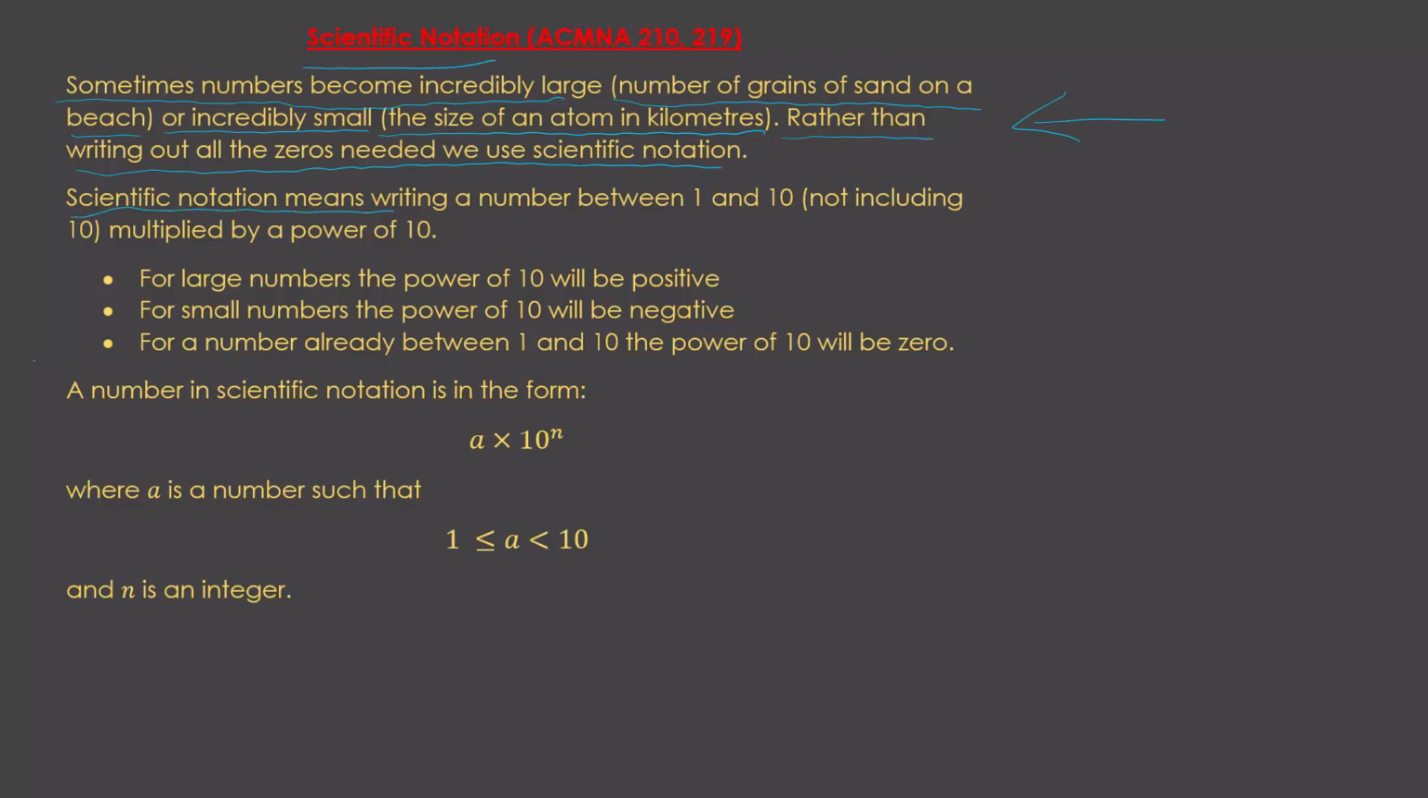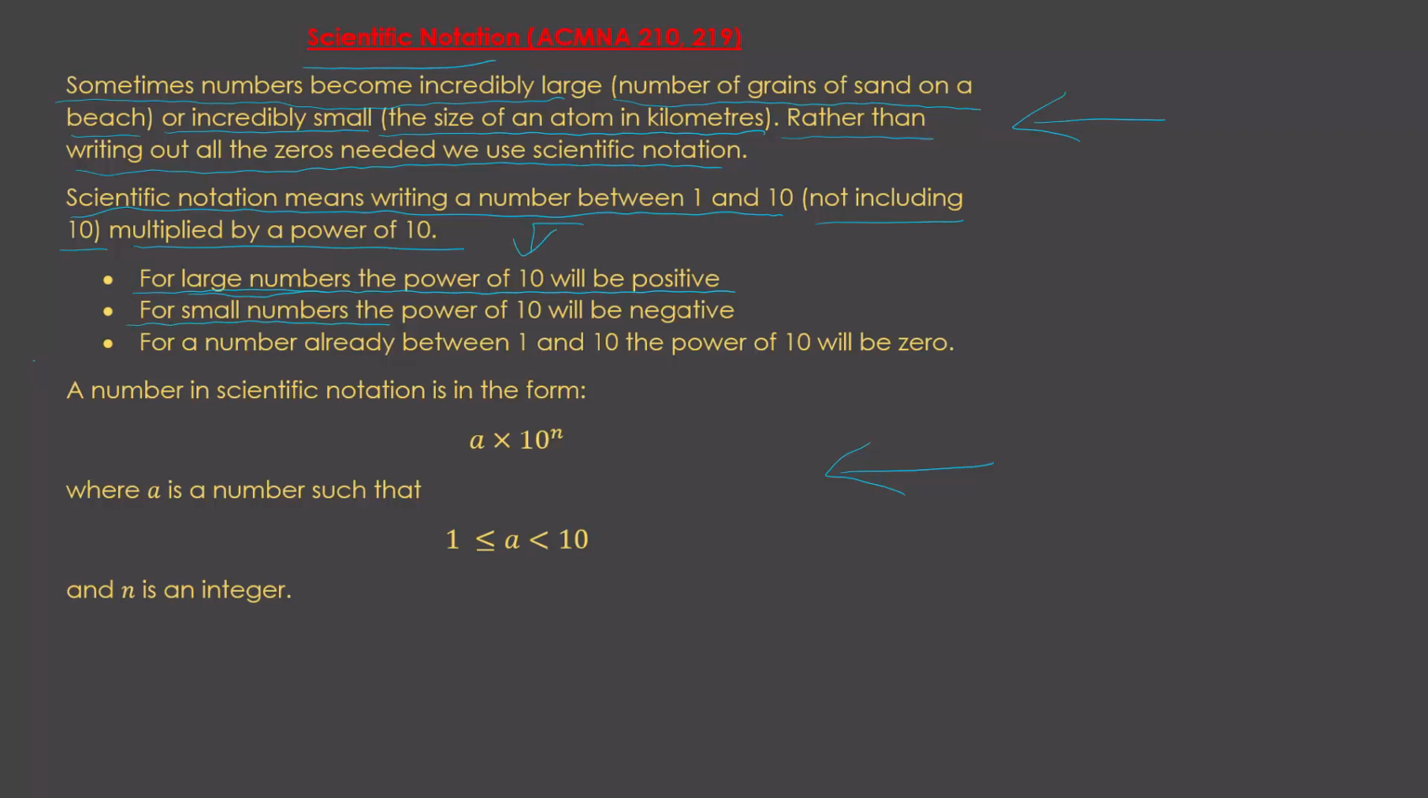Scientific notation means writing a number between 1 and 10, not including 10, multiplied by a power of 10. We're going to talk about this more just here. For large numbers, the power of 10 will be positive. When we talk about large numbers, we mean numbers bigger than 10.